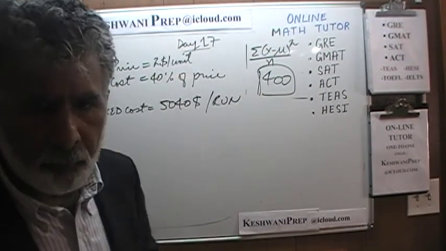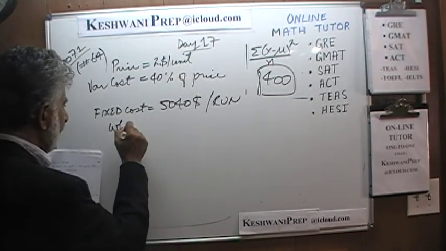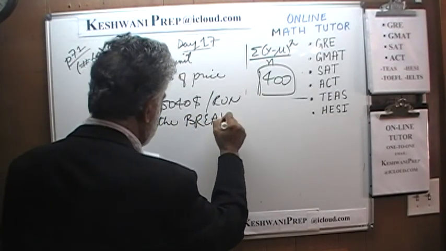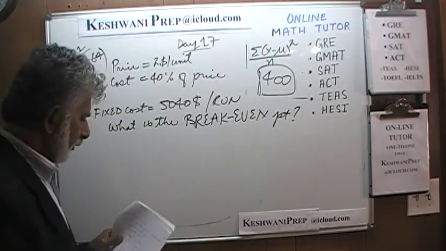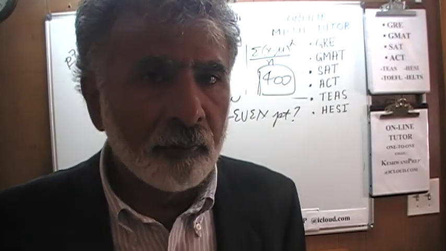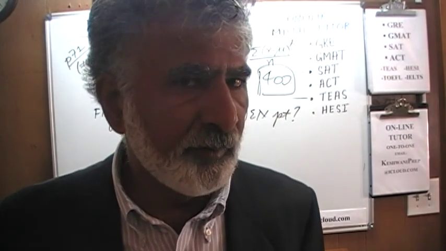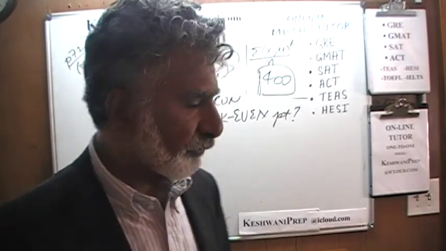Every time we run a production, every time we turn the machine on and we run a production, there is a certain fixed cost of around $5,000. The question simply is, what is the break-even point? The magic number of units that we have to sell so that we do not lose money, nor do we make any money. So we won't make any profit, but at least we won't lose any money either. We won't have any loss. We'll just break even. Let's find out, shall we?